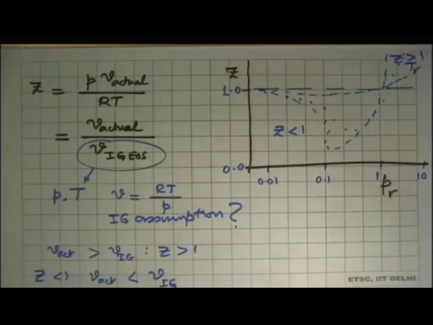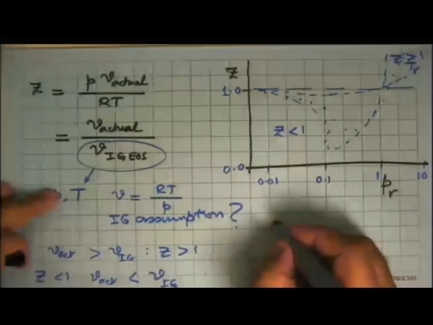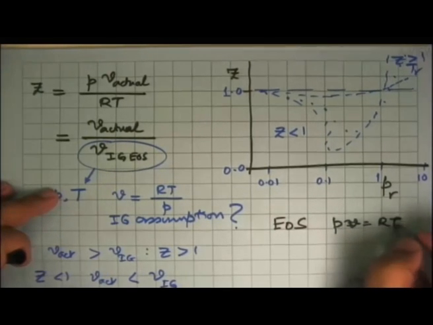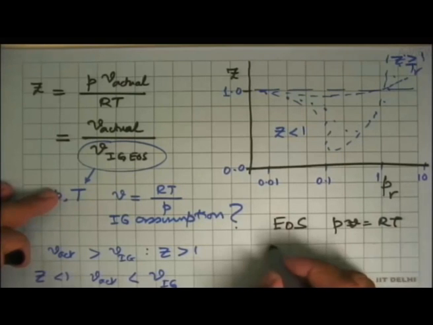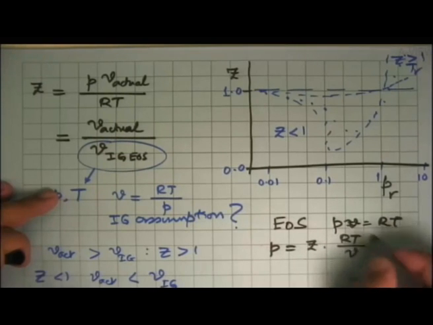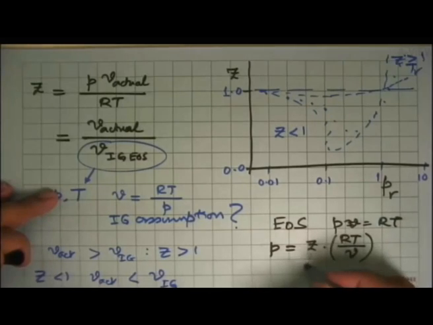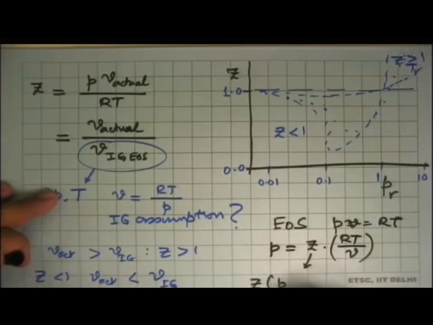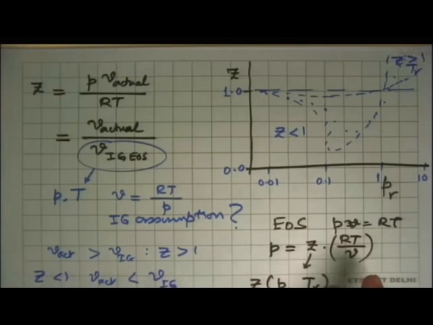This complicates life quite a bit. Because what has happened now is that the nice equation of state that we had, PV equal to RT, has now to be changed, and we have to modify this as P is equal to Z times RT upon V. And Z, as you can see here, is a function of reduced pressure and reduced temperature. Or for a substance, it is a function of pressure and temperature. If you take reduced pressure and reduced temperature, you will get a common graph, which I will show you in a minute.